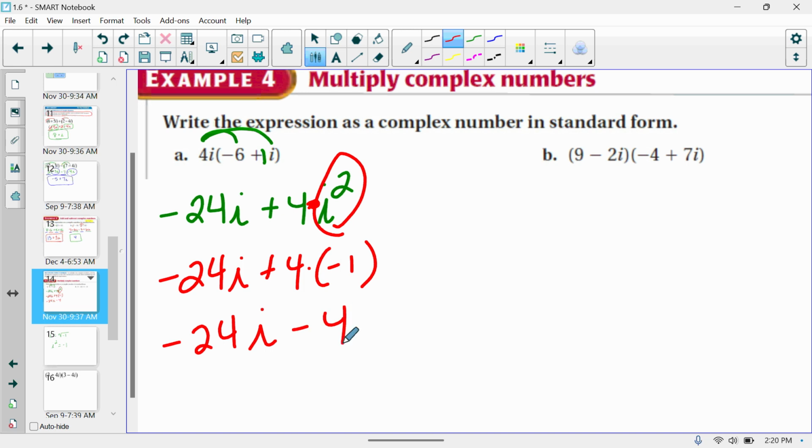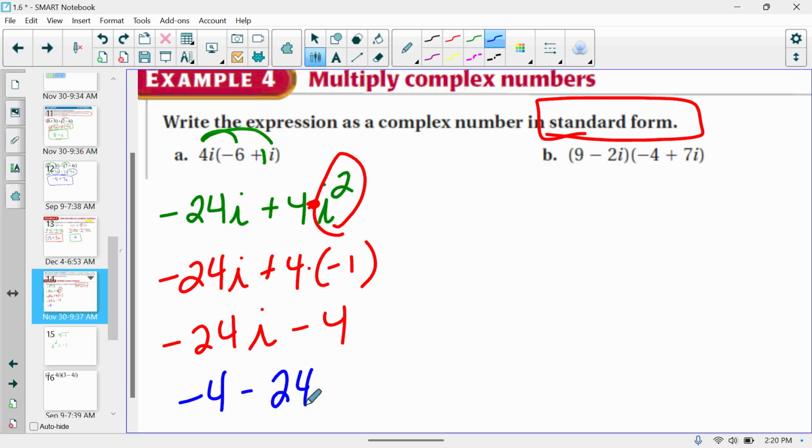Now remember, standard form means we need to write the real part first. So the -4 needs to come first, then the imaginary part, -24i. Questions on that one?